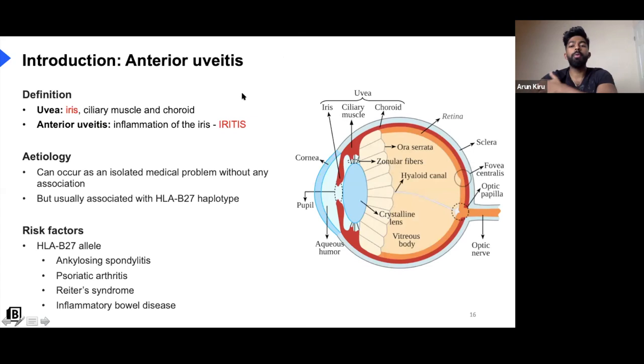So remember what we talked about. The uvea is three parts. You've got the iris, which becomes the ciliary muscle in the ciliary body, and then the choroid. So all you need to be aware of is anterior uveitis. It's like 80, 90% of uveitis is anterior.